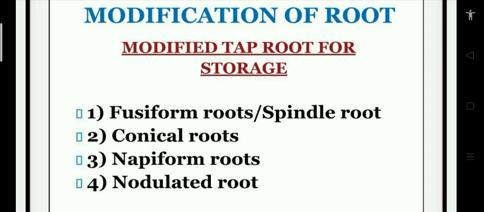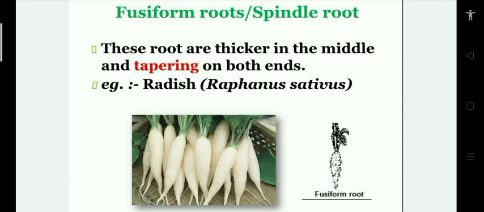First, fusiform roots. Fusiform roots are spindle roots. For example, radish, Raphanus sativus, scientific name. The taproot stores food material and gets a spindle shape. It is thicker in the middle and tapering at both ends. Fusiform roots, example radish, Raphanus sativus.